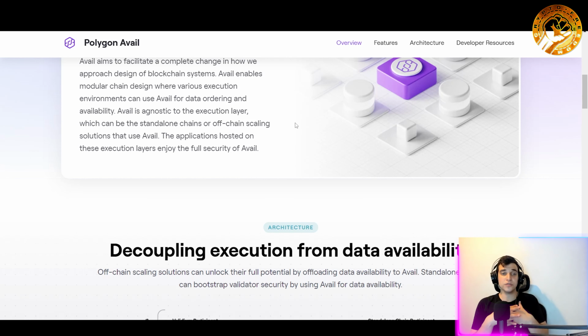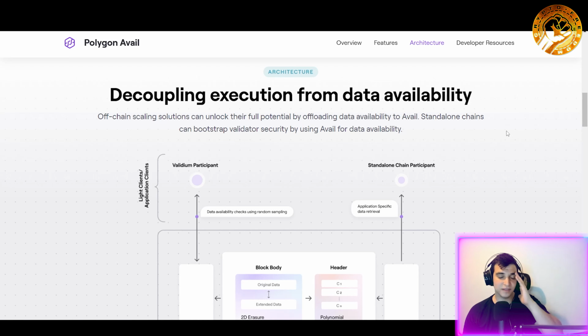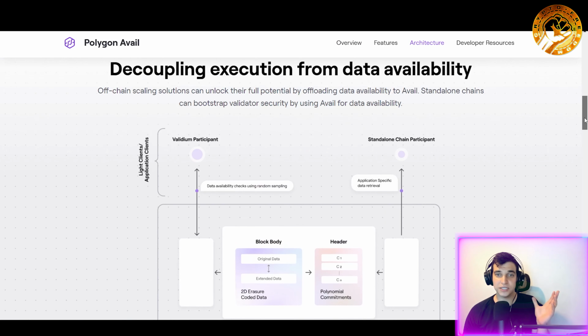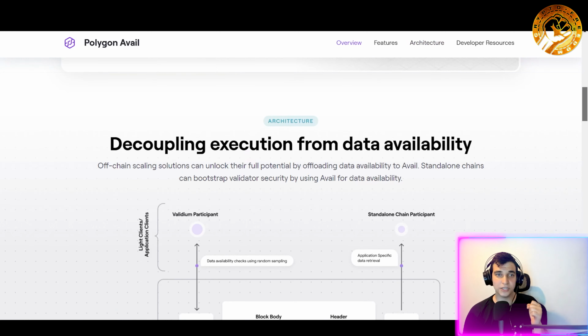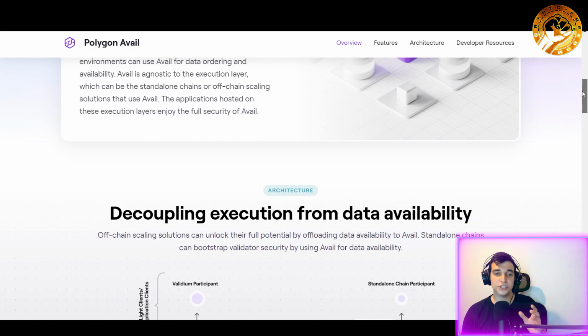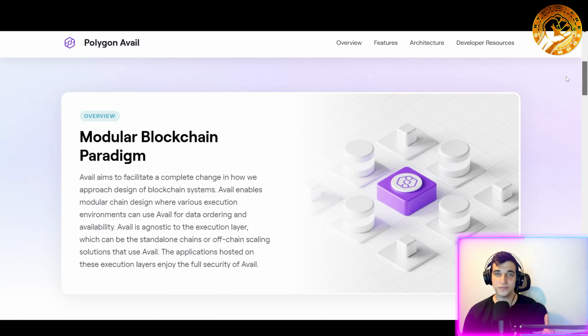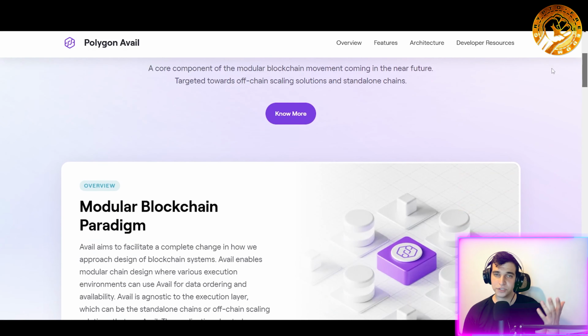With the combination of those, you can actually scale very easily. And Avail is actually agnostic to the execution layer, which can be a standalone chain or off-chain scaling solutions that use Avail. And the applications hosted on these execution layers enjoy the full security of Avail, which is great because when you have peace of mind on the security part, you can direct your full attention to the other things that you have to focus on in order to improve your business in the best way possible, and also scale it with fewer problems and more solutions in your mind.